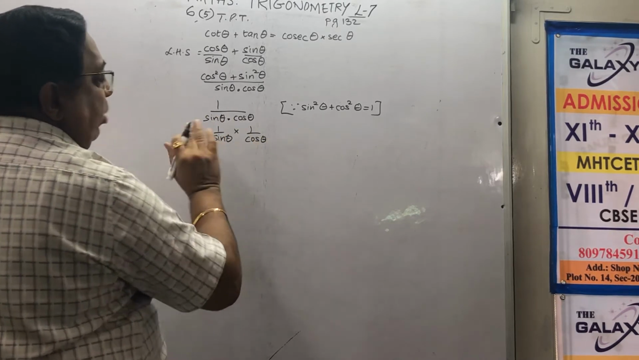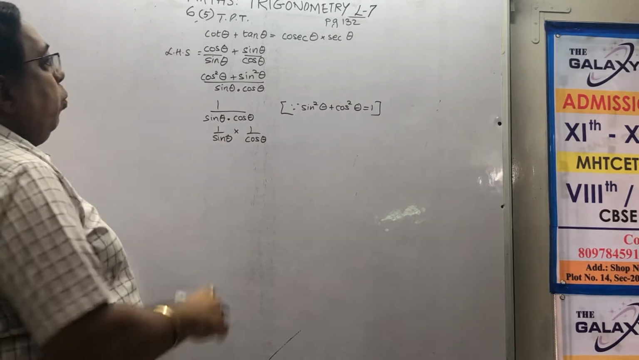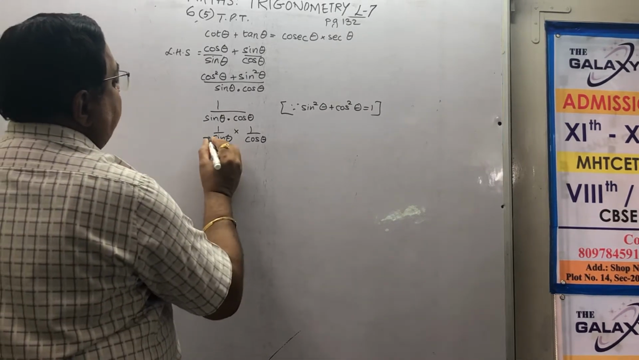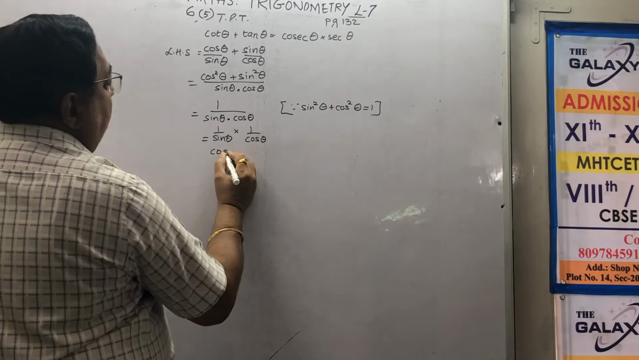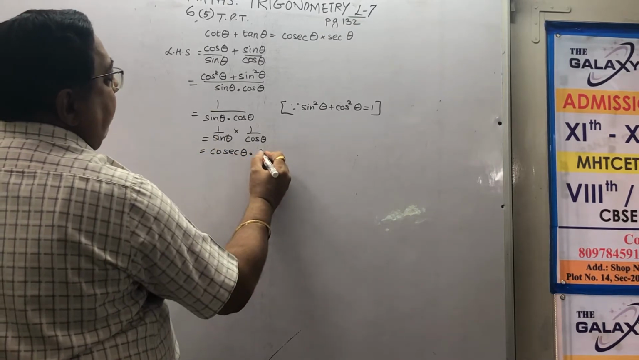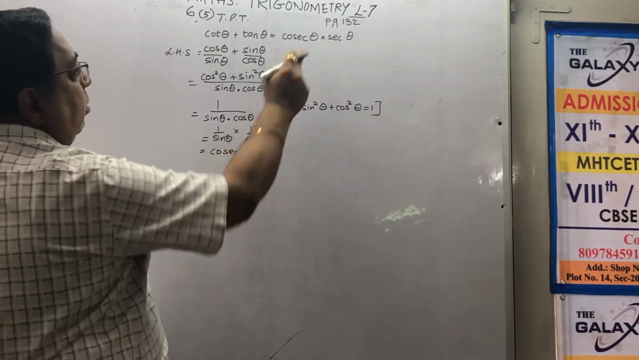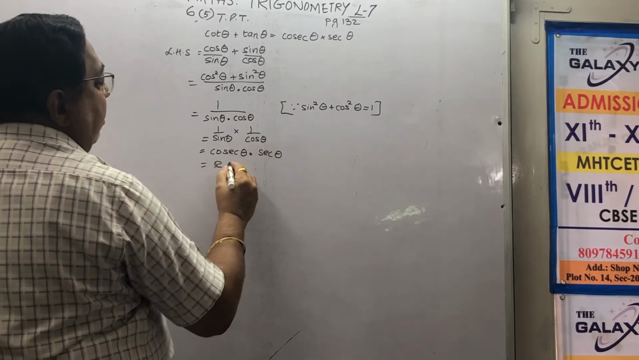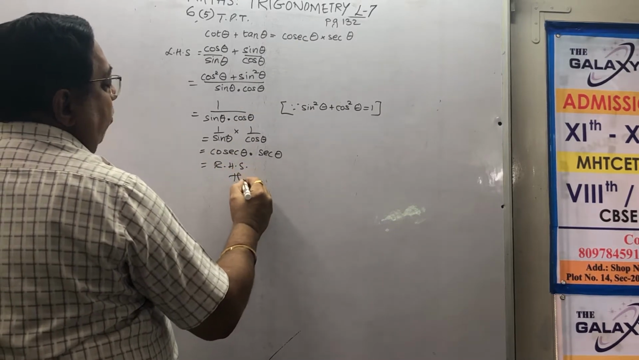This is multiplication. You can separate. 1 upon sine is cosec. 1 upon cos is sec. Have a look. This is equal to right hand side. Hence proved.